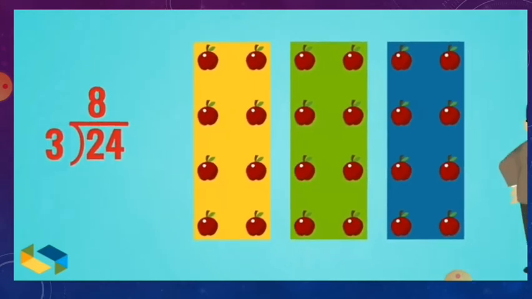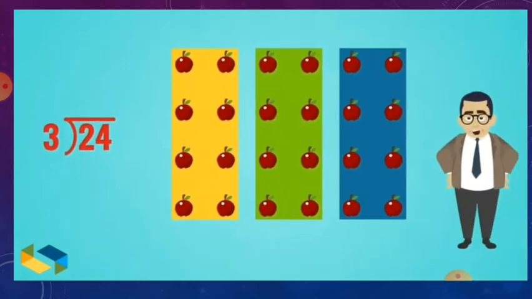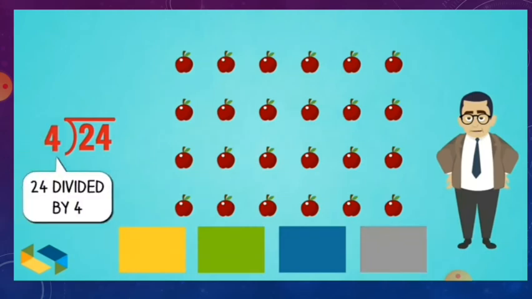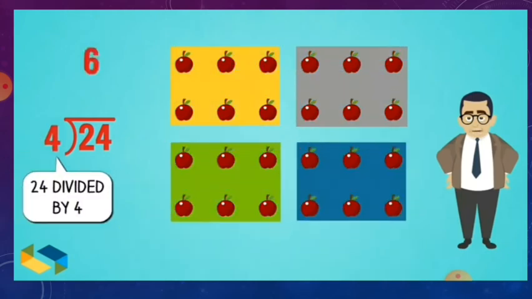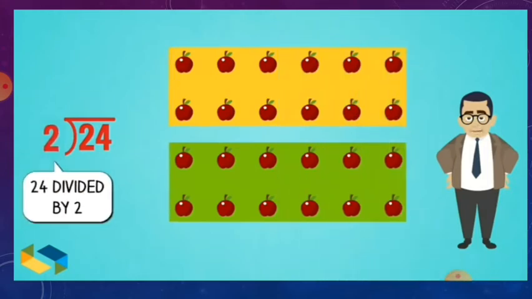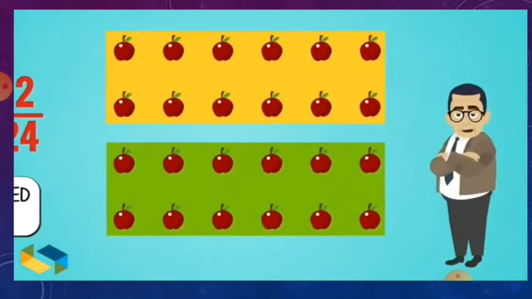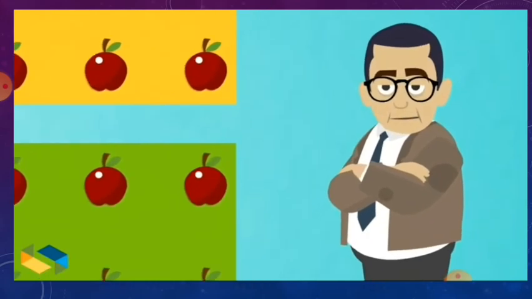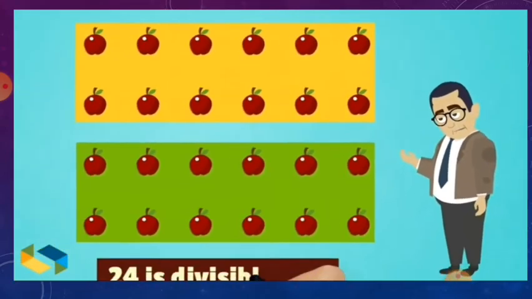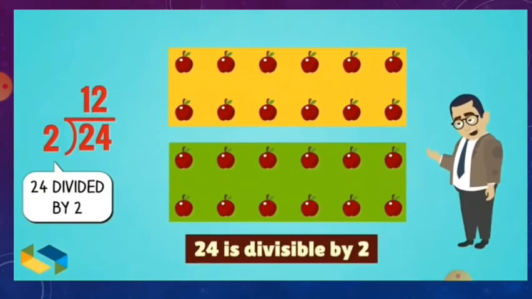Now just to get a good grasp, let's divide the number 24 in different parts. 24 divided by 4 is 6. 24 divided by 2 is 12. In all these cases so far, we could divide the 24 apples in exact equal parts. So as in this example, we can say 24 is divisible by 2.